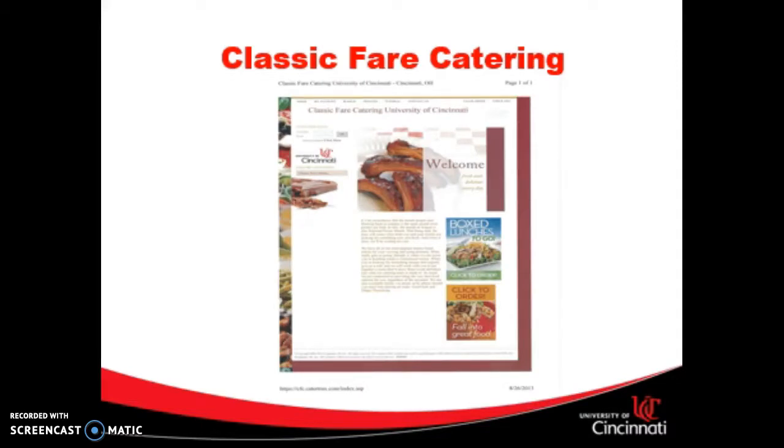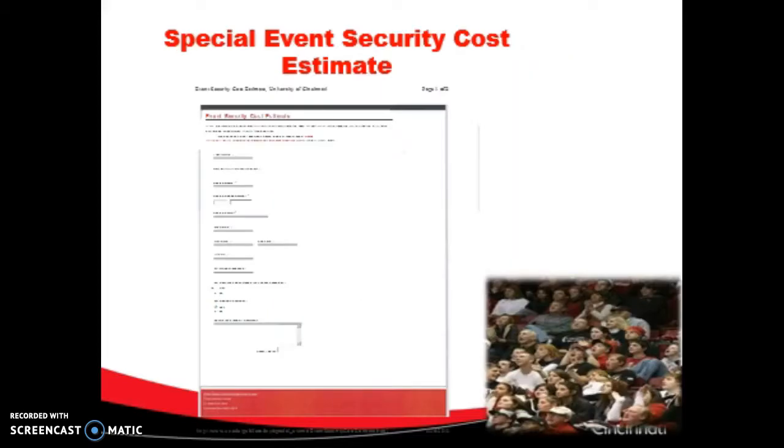All events that are held on Main Street, TUC, Stratford Heights, Fifth Third Arena are required to use Classic Fare Catering. Come into our office and use our computers, or go online and fill out their order form. This form is needed when you are having an event on campus or if your event will have alcohol. It is up to public safety to let you know if security will be needed at your event. They will give you an estimated cost and you will submit this with your funding request.